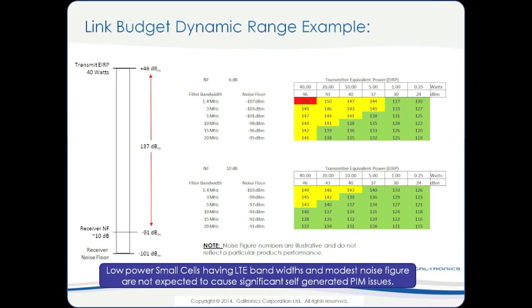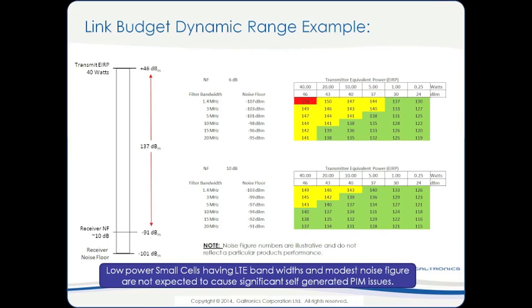And then the thing that I want to conclude with here on PIM is when we look at the dynamic range of a system. The dynamic range of the system would be the difference between how much power is radiated, or the total EIRP from the transmitter, and the smallest signal that we're able to receive. It turns out the smallest signal we're able to receive is determined by the noise floor level, which again is proportional to the channel bandwidth, and also the noise figure of the receiver.